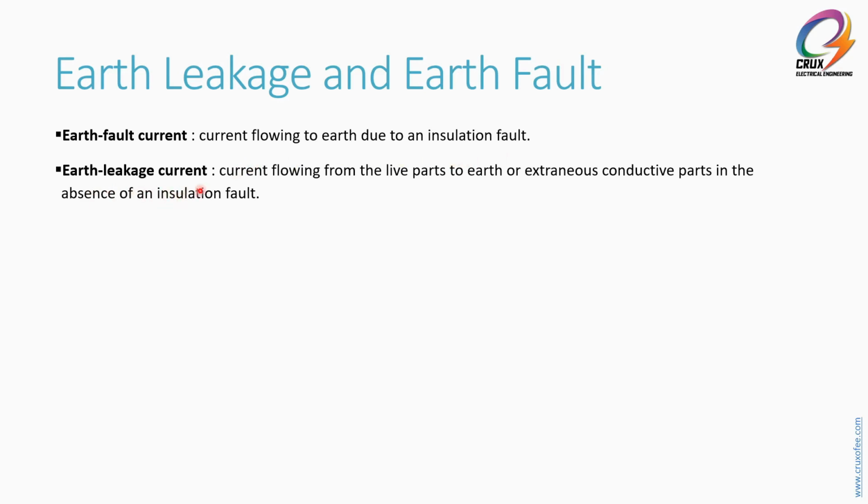Then earth leakage current is basically the current flowing from the live parts to the earth, or extraneous conductive parts, in the absence of an insulation fault. It's not really a fault yet, but there's some leakage current flowing from the live parts to the earth.